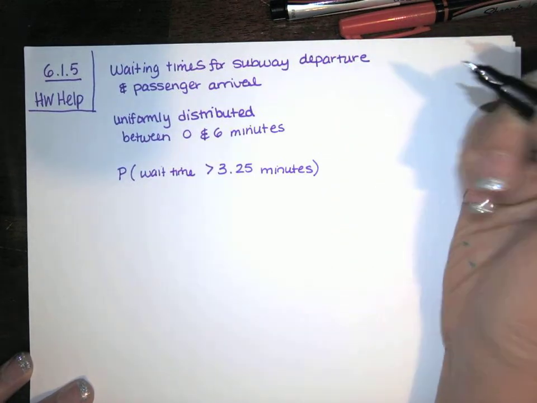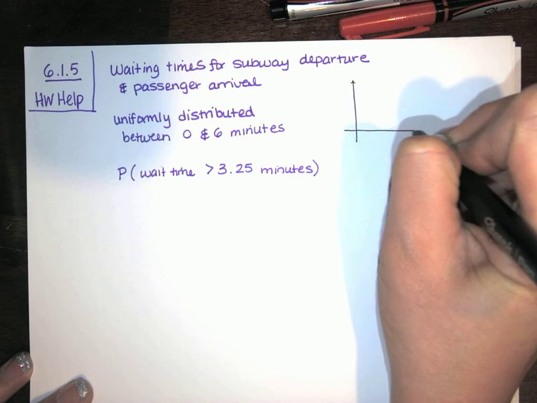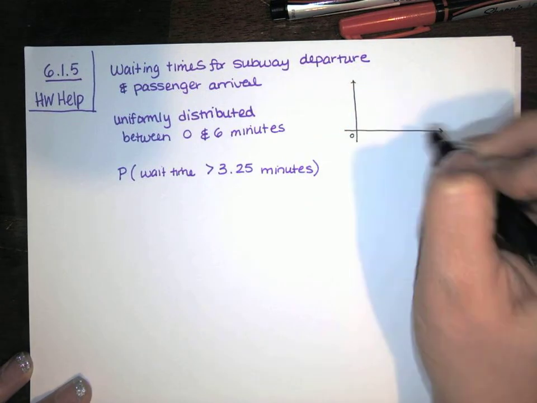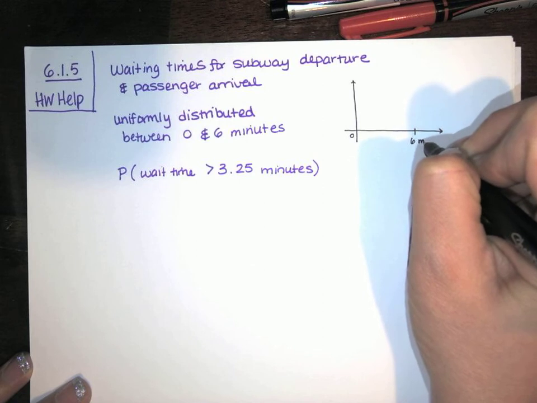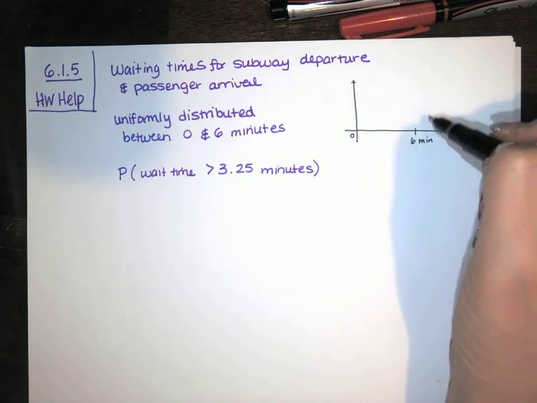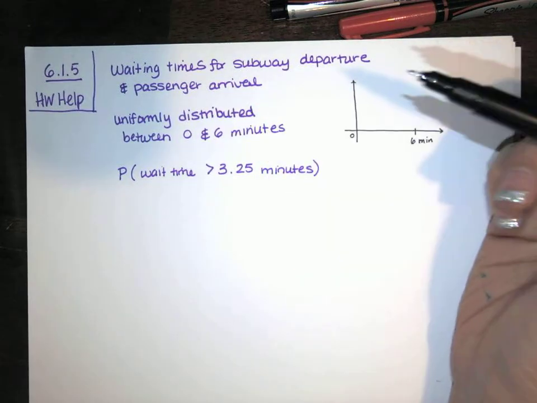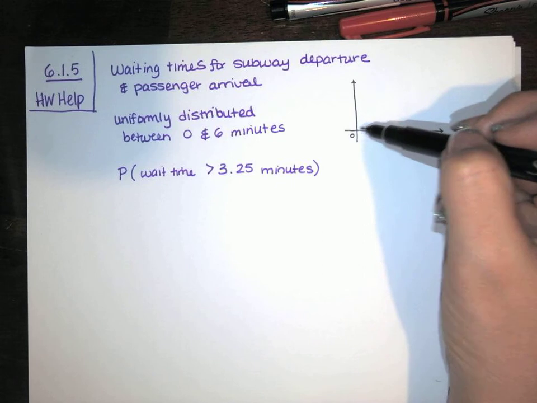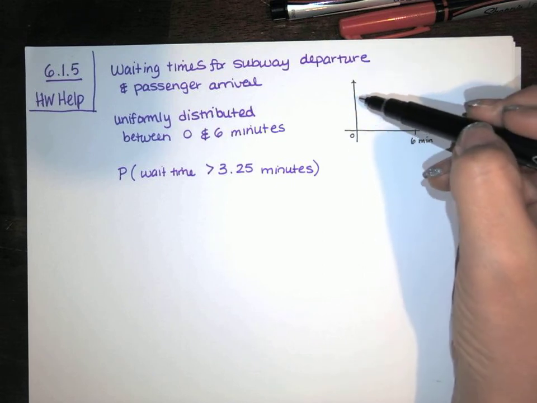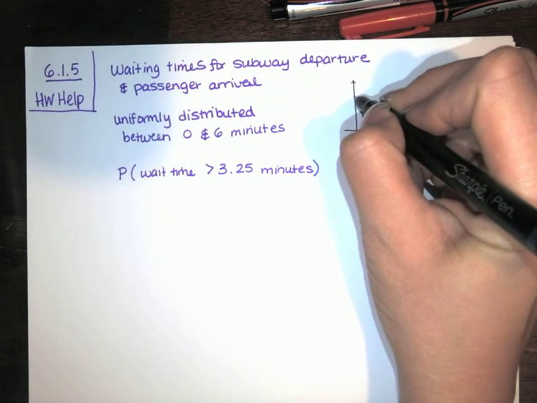So if I want to graph this distribution, I'll graph it like this. There's a wait time of 0 minutes, there's a wait time of 6 minutes. Now, since all of the probabilities are equally likely, this uniform distribution is going to be rectangular because all of the different times in here are going to have the same probable outcome. So this curve is just a straight line. It's going to look like this.